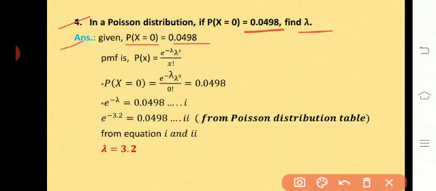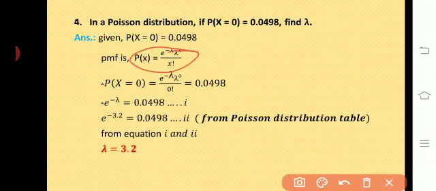Now we know that the PMF of Poisson distribution, that is P of x equal to e raised to minus lambda, lambda raised to x upon x factorial. Therefore, probability of x equal to 0. Probability of x equal to 0 means in this PMF, put x equal to 0. You will get e raised to minus lambda, lambda raised to 0 upon 0 factorial. Here lambda value is not given, that we have to estimate. But x value is given, that is x equal to 0. That only put in the above PMF.